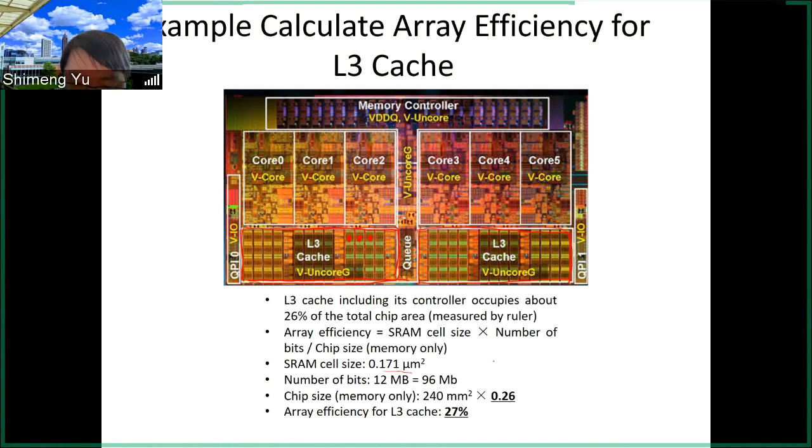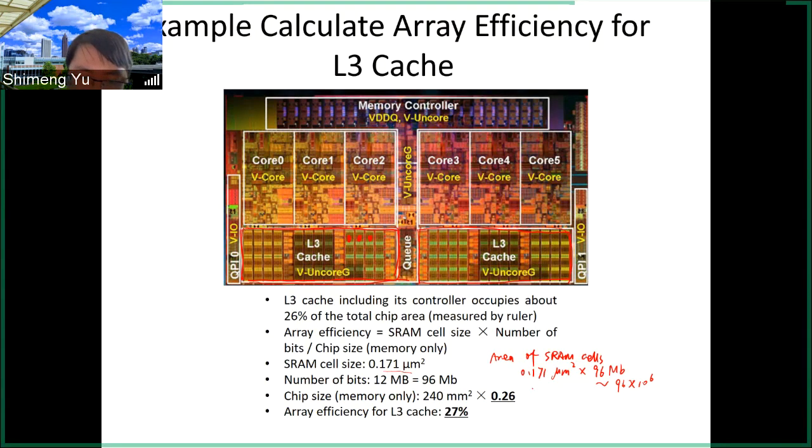Then the area of the SRAM cell will be this 0.171 micrometer square times 96 megabit, and 96 megabit is close to 96 times 10 to the power 6. 1 mega is close to 1 million, so it's 96 times 10 to the power 6. So that is the area of the SRAM cell.